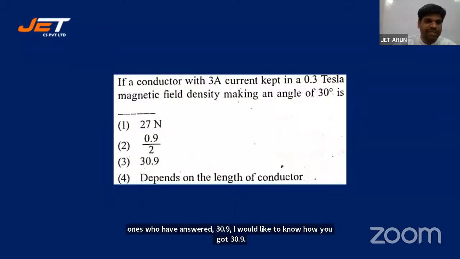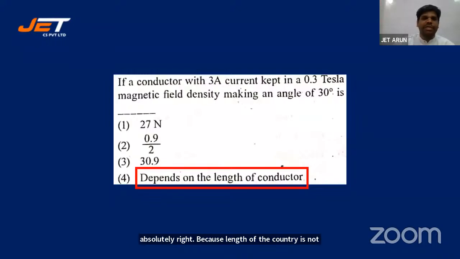Yeah, option 4 is absolutely right, because the length of the conductor is not given. The force depends on the length of the conductor as well, right? F is equal to ILB. I is given, B is given, sin theta is given, but L is not given.